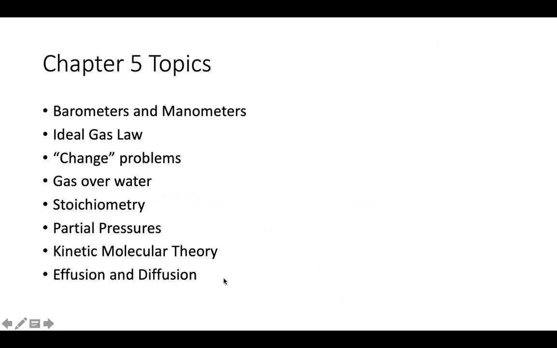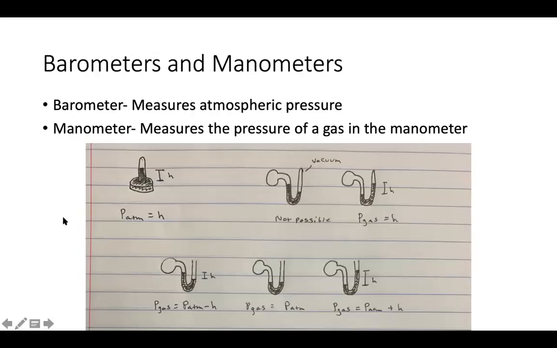Perfect. Okay, so if there are no questions on chapter 4, we're just going to run through chapter 5, right? There's not honestly that much to go over, as we've gone pretty much through everything regarding chapter 5.